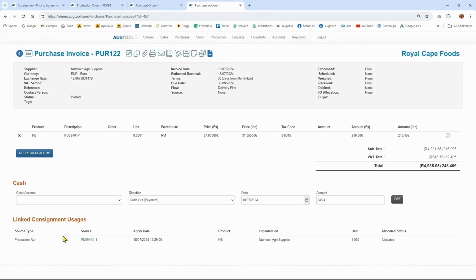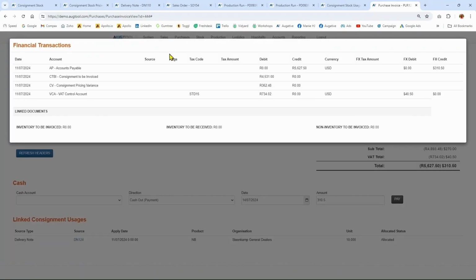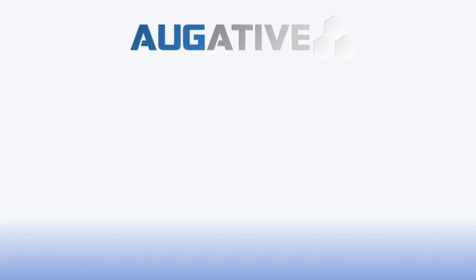If there are any price changes between what was costed by default on a CPA when utilized and raising the purchase invoice, the system will automatically raise this difference to a consignment pricing variance cost account. Reconciling consignment usage with your supplier invoices can be accurate and efficient.